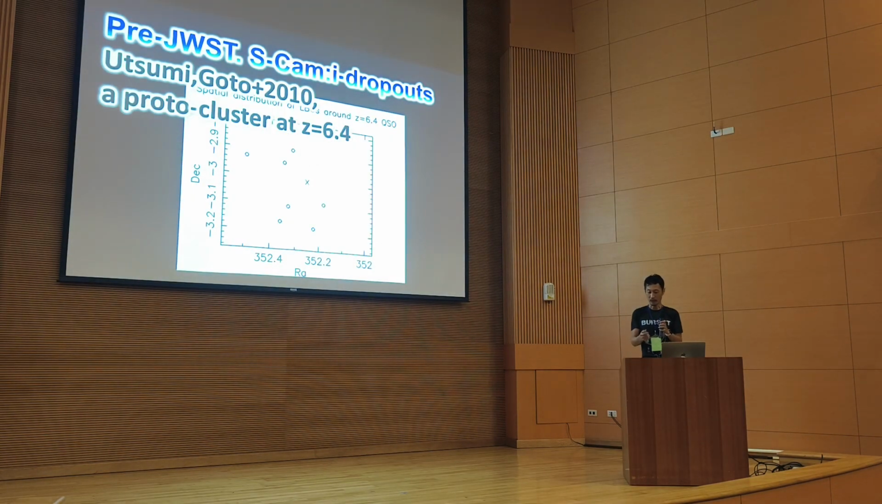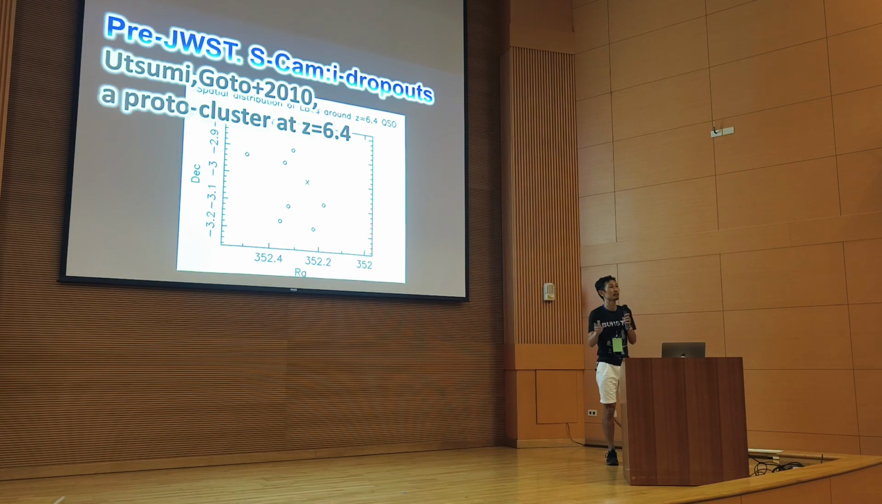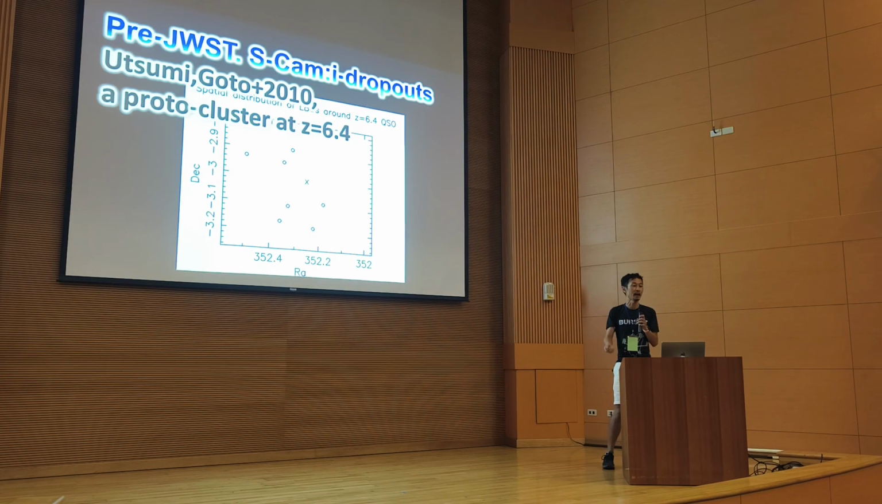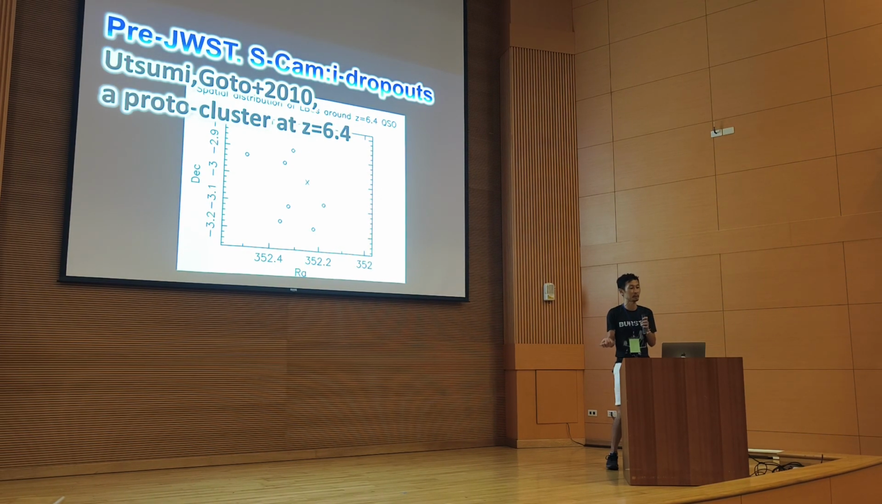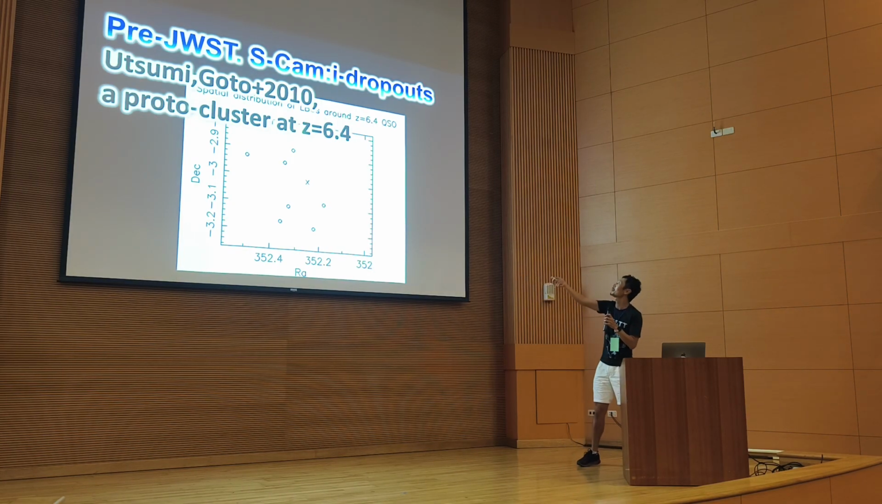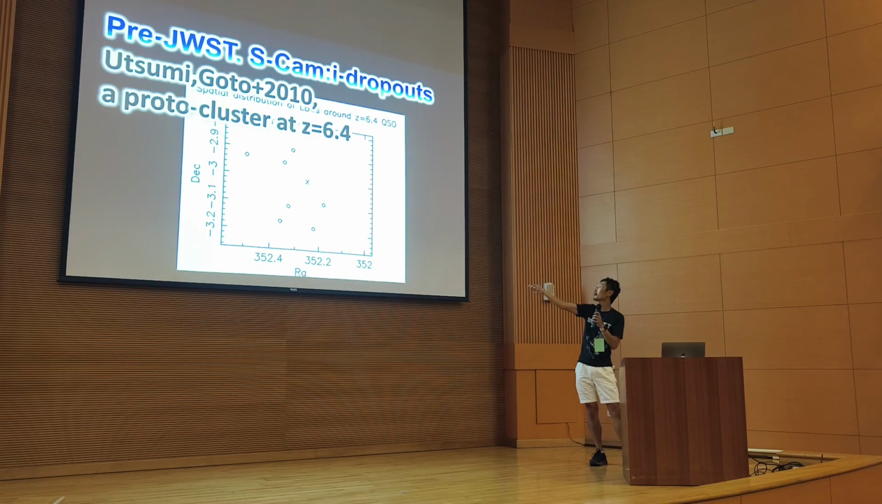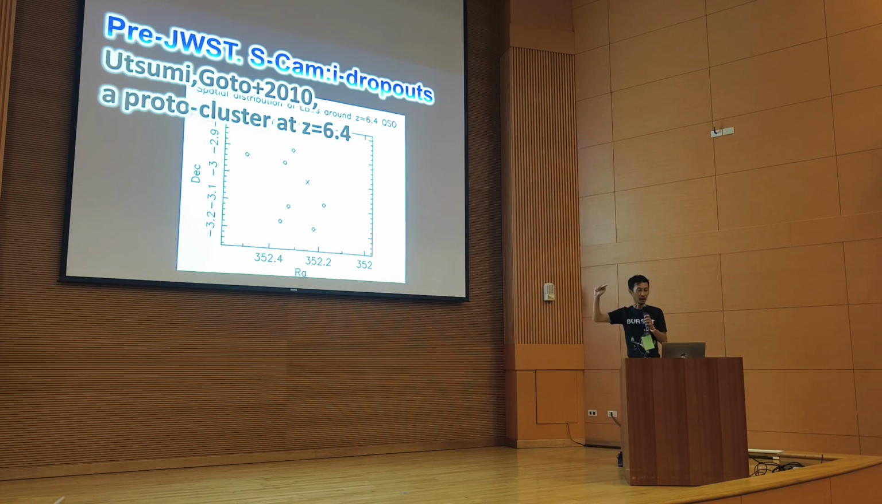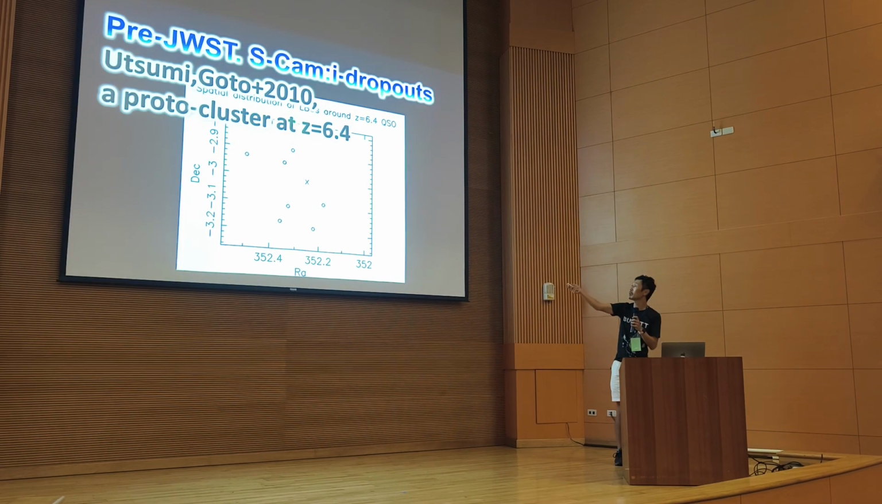Okay, then I want to look at a little bit of history. Pre-JWST, we didn't have very deep near-infrared data, so we stuck to I-band dropouts from ground-based telescopes. This is my previous work using Subaru's Suprime-Cam, searching for I-band dropouts around a massive quasar at redshift 6.4, and we found a protocluster. There are 7 Lyman-break galaxies around this quasar. I think this was one of the most distant protoclusters at the time of writing.